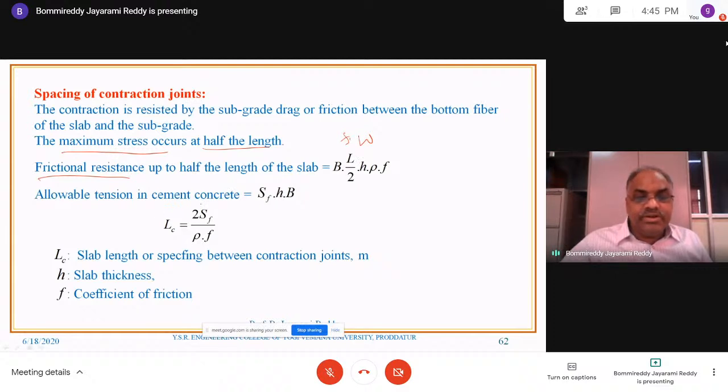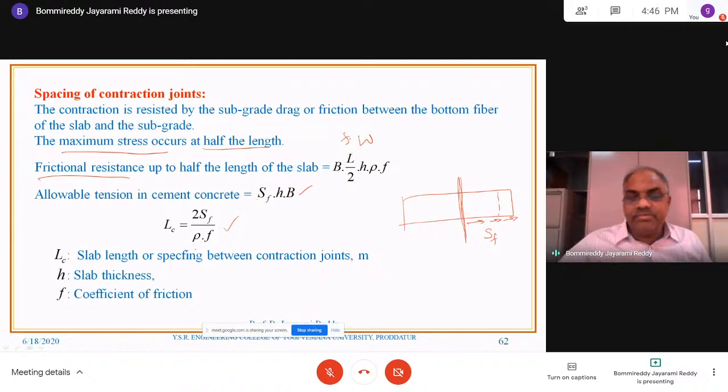Similarly, allowable tension in concrete. So what is going to happen when it is going to contract, when it is going to reduce its value, then tensile stresses will be induced and maximum tension occurs at the bottom. So if you call it SF or ST, SF multiplied by cross section. What is that cross section? H multiplied by B, and accordingly you can find out the LC. LC means the length of the contraction joint.